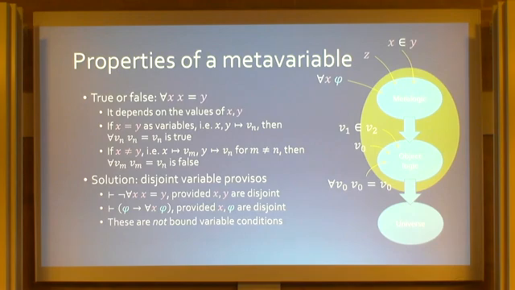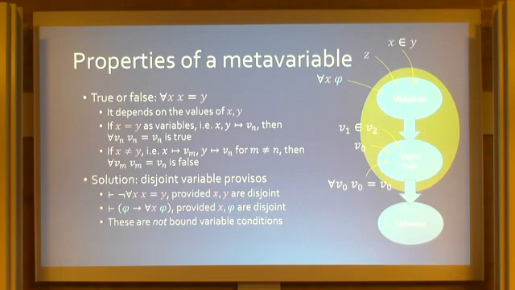So in order to model this situation of meta variables which are not supposed to overlap, we have disjoint variable provisos. So if two variables have a disjoint variable proviso, then you cannot substitute the same value for those two variables. And so now we can prove this first statement, that it is not the case that for all x, x equals y, if x and y are disjoint.